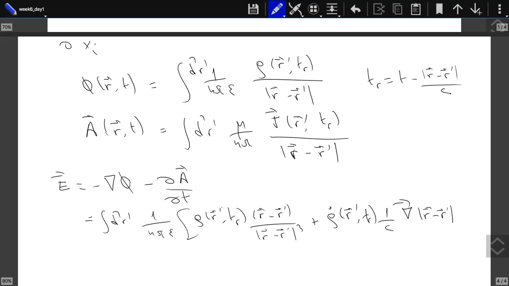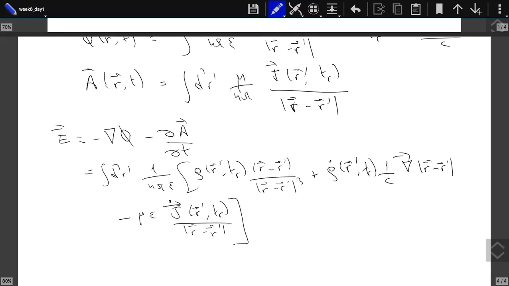Now we have also this time derivative over here, and that just brings a factor of mu epsilon, minus mu epsilon j dot (r prime, tr) over |r minus r prime|. And keep in mind, mu epsilon is nothing but 1 over c squared. So this is my electric field for an arbitrary charge distribution and current density over all space. You see, I'm integrating over all the charges in my system.